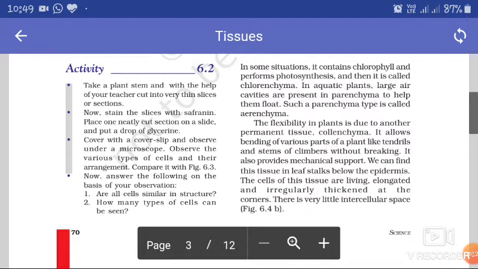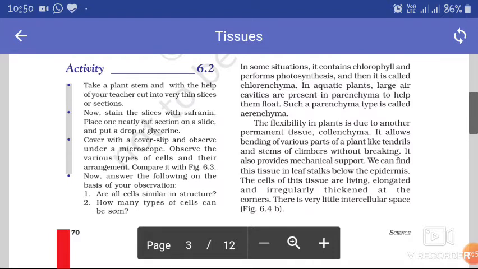Now stain the slice with saffranin. Place one neatly cut section on a slide and put a drop of glycerine. Cover with a cover slip and observe under the microscope. Observe the various types of cells and their arrangement. Compare it with figure 6.3.